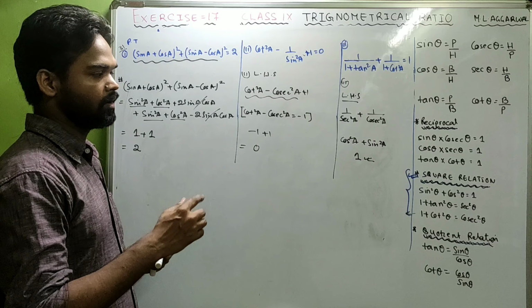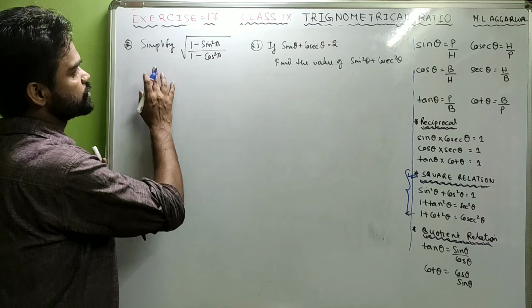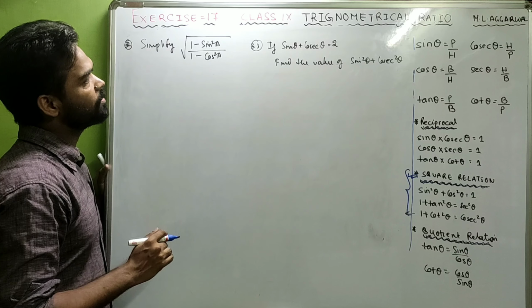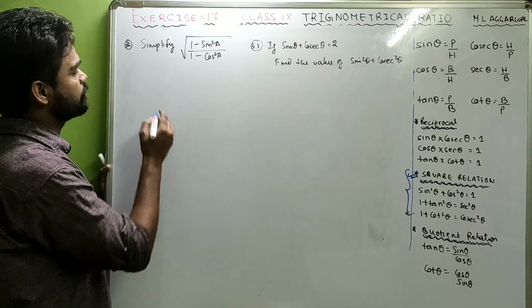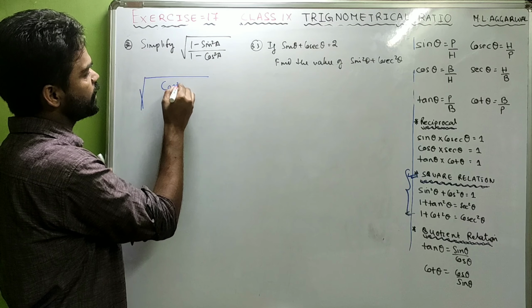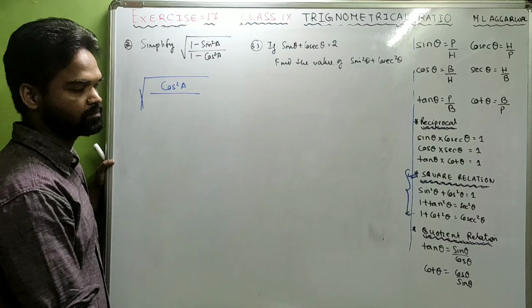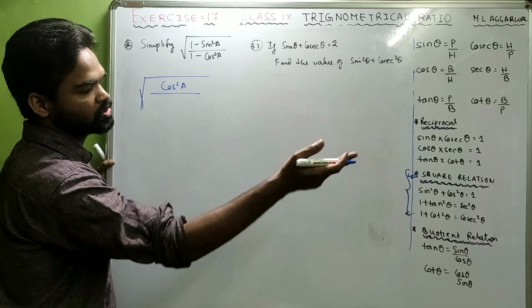Okay, so that's 1, because cos square theta plus sine square theta is 1. Done. Now let us look at the next sum. Now look at sum number 32. Simplify root over of 1 minus sine square A by 1 minus cos square A. Very easy. Look, 1 minus sine square A will be cos square A, because sine square theta plus cos square theta is 1. So you take sine square theta on that side.